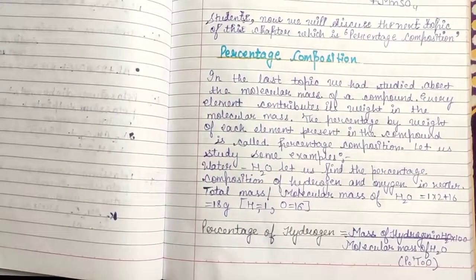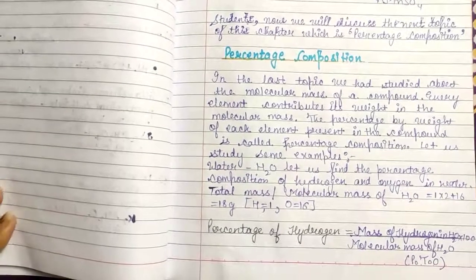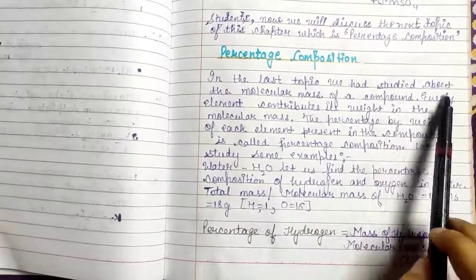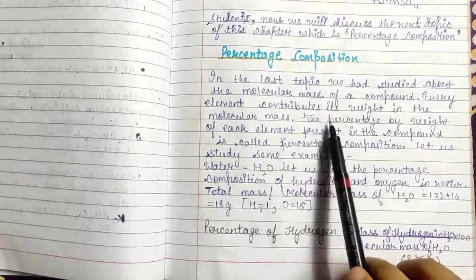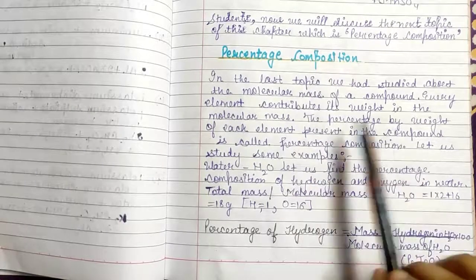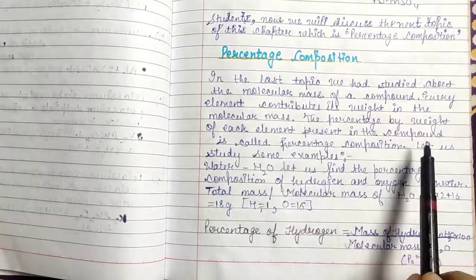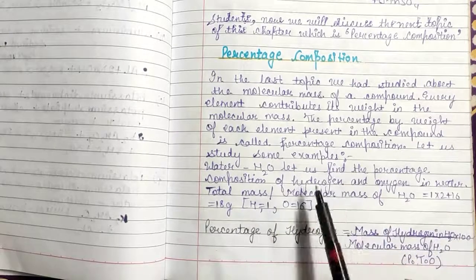Next we will discuss the topic, which is percentage composition. In the last topic we studied the molecular mass of a compound. Every element contributes its weight in the molecular mass. So the percentage by weight of each element present in the compound is called percentage composition. Let us study some examples.